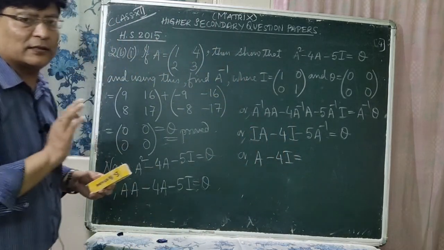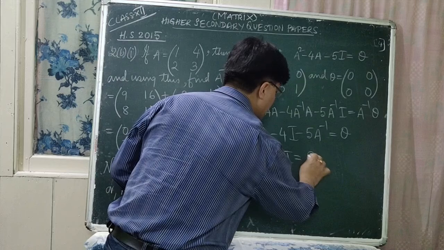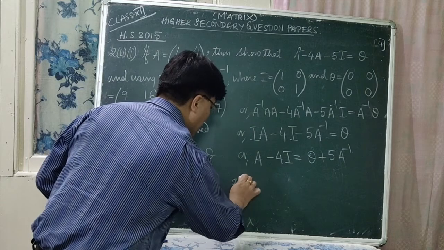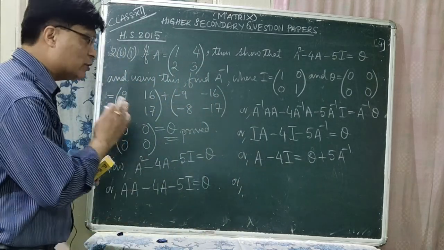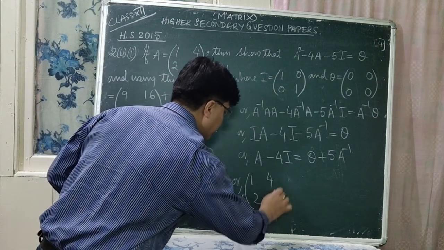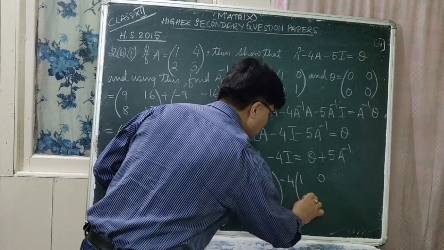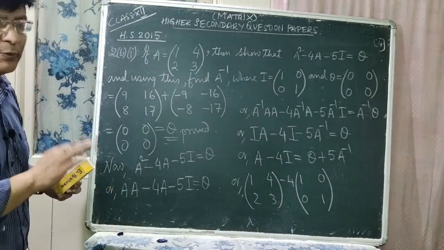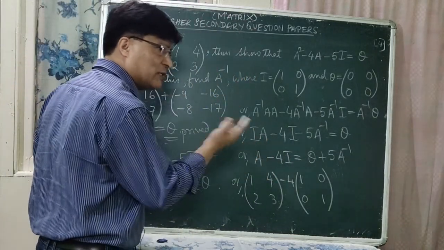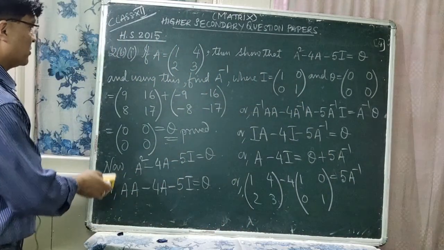Now since you have to get the matrix A inverse, take that minus 5A inverse to the right hand side. So what does it become? Theta plus 5A inverse. Now on the left hand side, you can use the value here. What is the matrix A? 1 4 2 3. It is 1 4 2 3 minus 4 times I, which is 1 0 0 1, right? And what is theta plus 5A inverse? This theta is just like your 0, so 5A inverse plus 0 is 5A inverse.